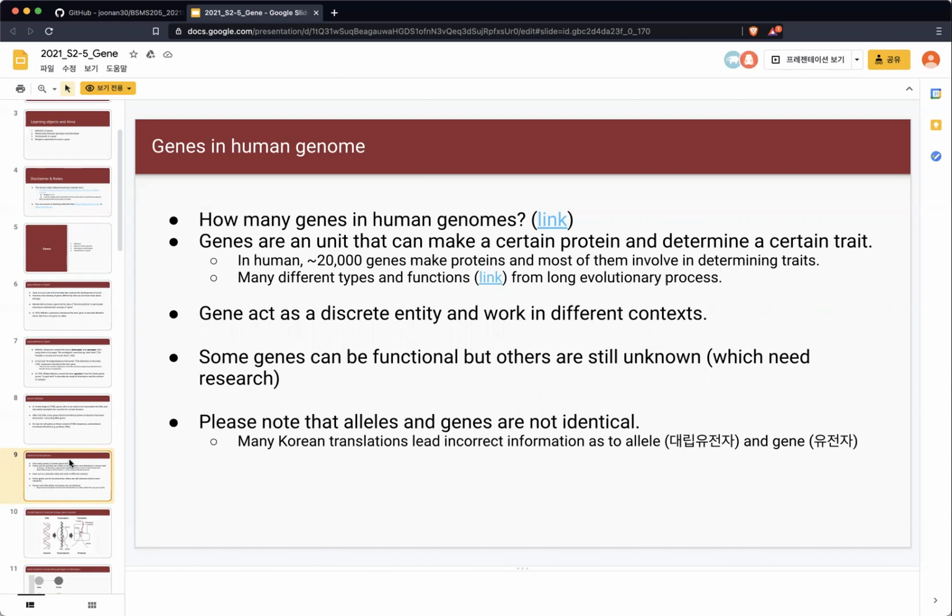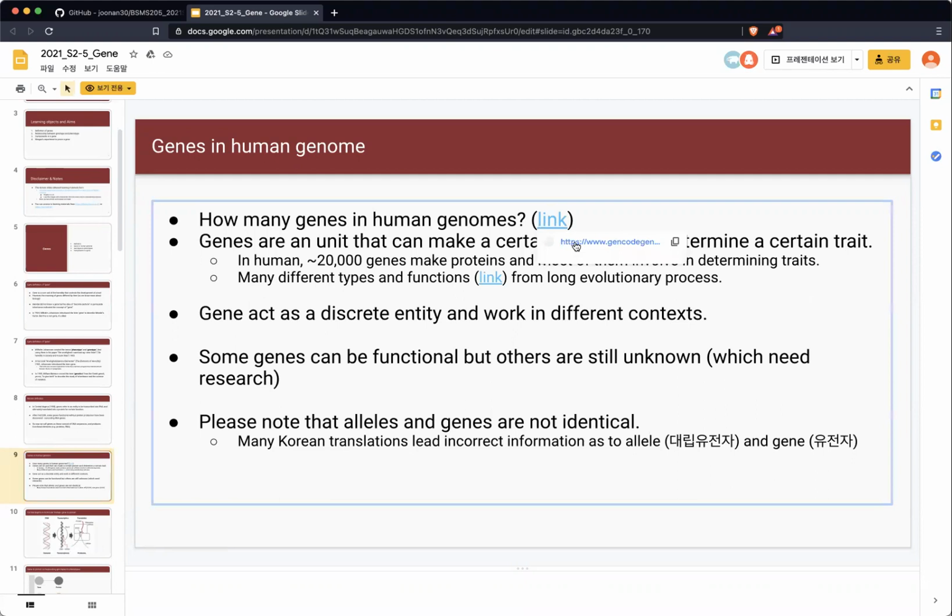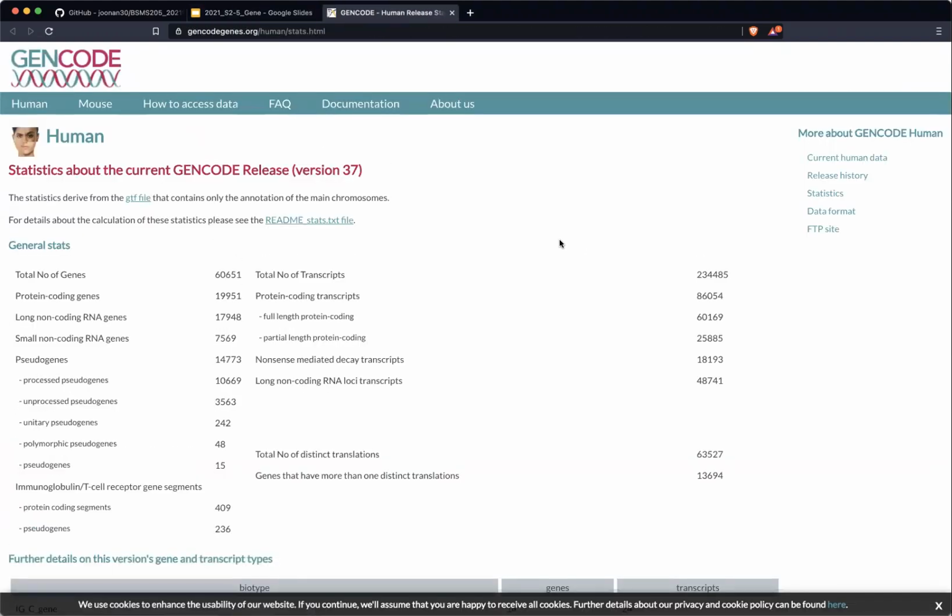So many of your friends or family members ask you, oh, you study biology, so do you know how many genes are in our genome? Nowadays we know the answer. We can search the internet, or we can go to the link I put in here. This is the database of the description of genes in our genome.